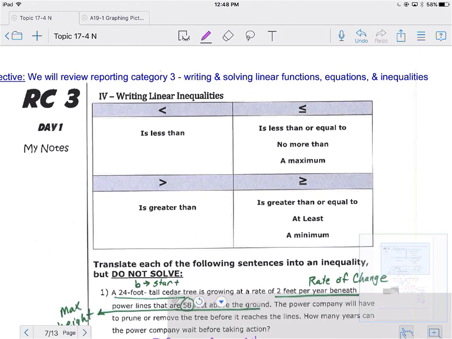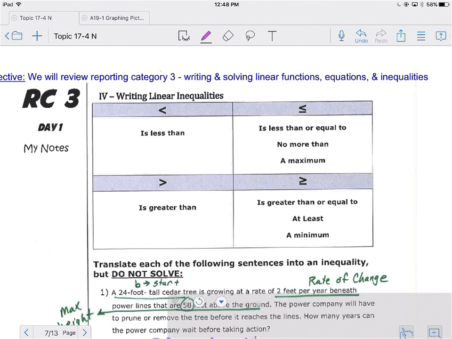On this back part, part 4, writing linear inequalities, we have just some kind of vocab words to help you remember what ways that you write the inequalities. So if you see the word less than, you use a less than sign. And if you see the word greater than, you use a greater than sign.